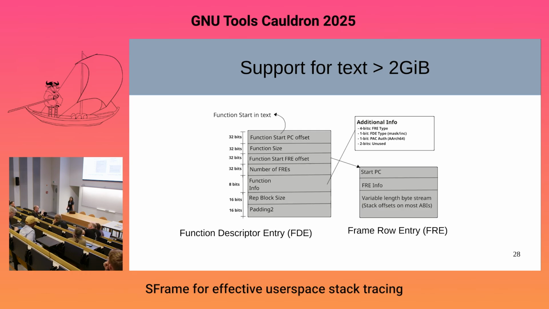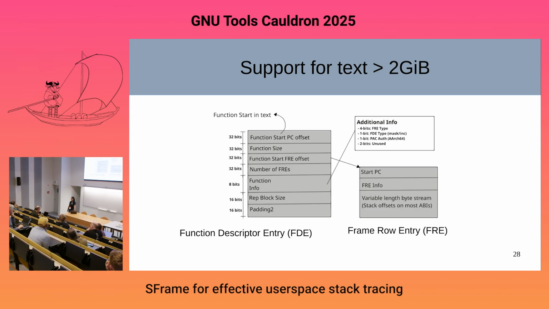Because if you just concatenate stuff, so if the SFrame section individually consists of multiple pieces of SFrame fragments, each of them will have a sorted list of FDEs, but if you sort all of them together, the second segment might be intermingled with the first segment. So you can't do binary search in the individual pieces anymore and get the correct result.